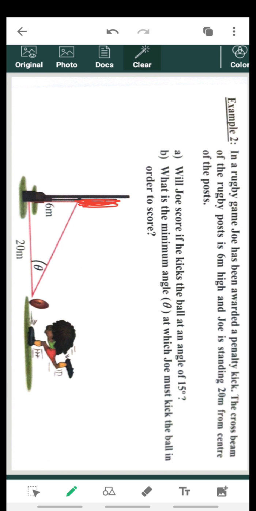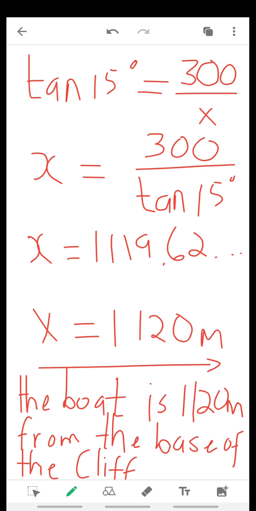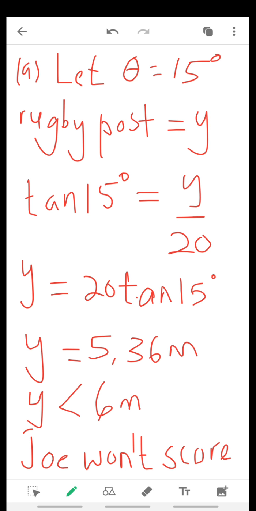Let's check. We are going to use the 15 degrees, and we are going to let the height that we are looking for be equal to y, and then we'll use the 20 meters as well. This is what I have done. I said let theta be equal to 15 degrees, which is the angle that we were given, and then let the rugby post be equal to y. So we want to find y. If y is bigger than 6 meters, then he will score. If y is less than 6 meters, then he cannot. He won't score a goal.